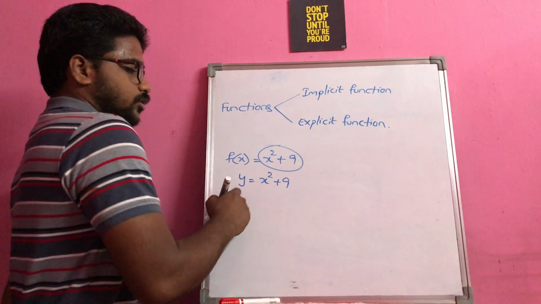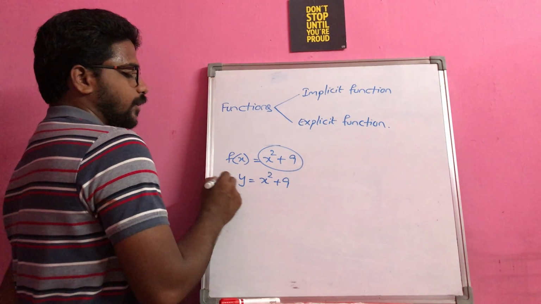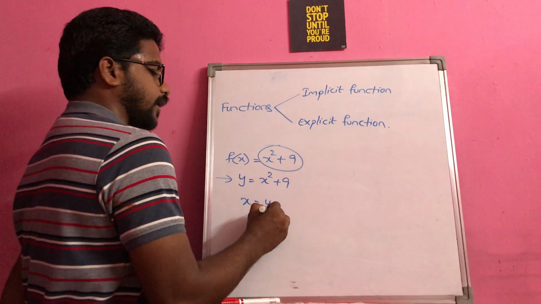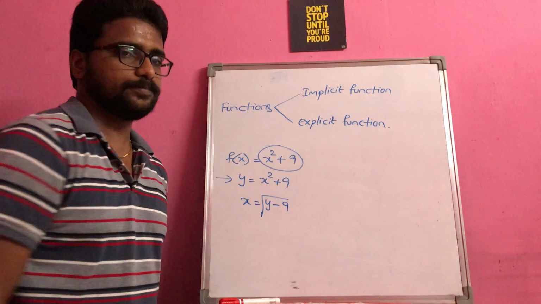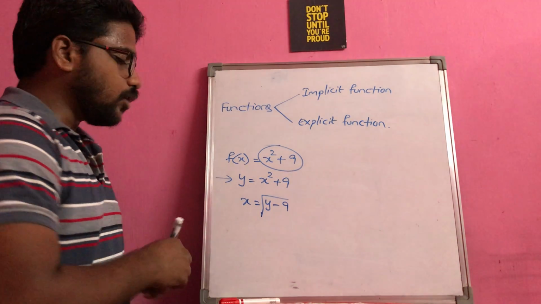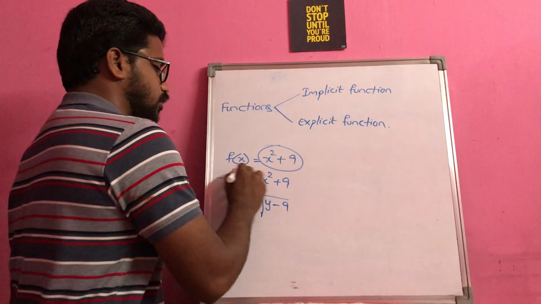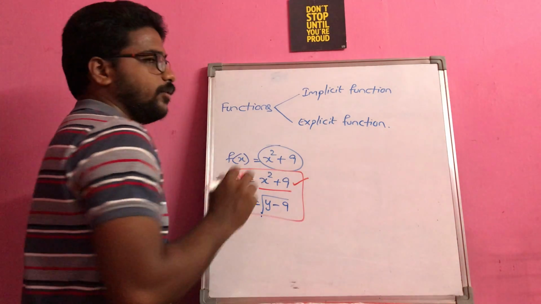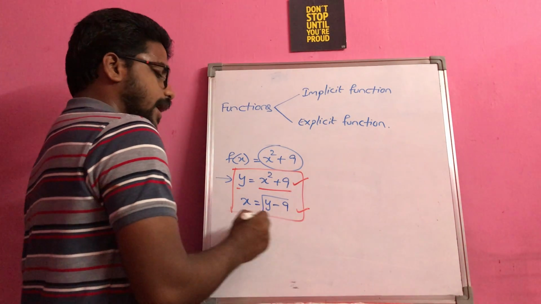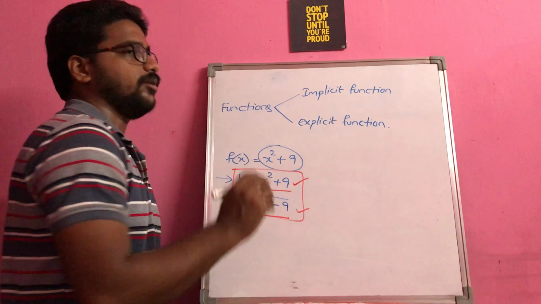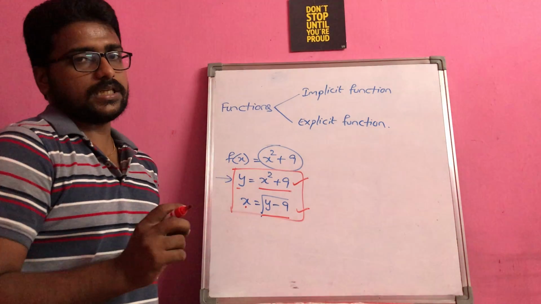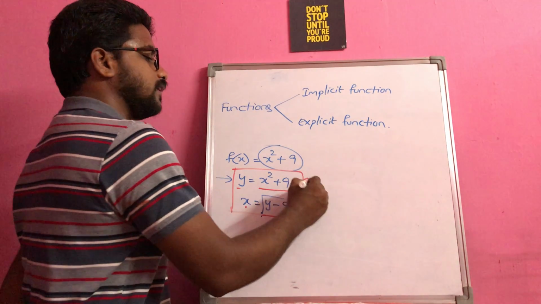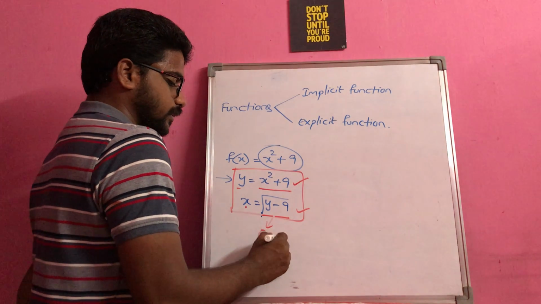Okay. So you can observe here this has two variables y and x, and if I ask you the value of x, you can write my answer as root over (y minus 9). If you try to observe the similarity between these two terms, here I express y completely in the form of x, whereas here I express x completely in the form of y. So if you are able to represent a function completely in terms of the other variable, then it is called an explicit function.